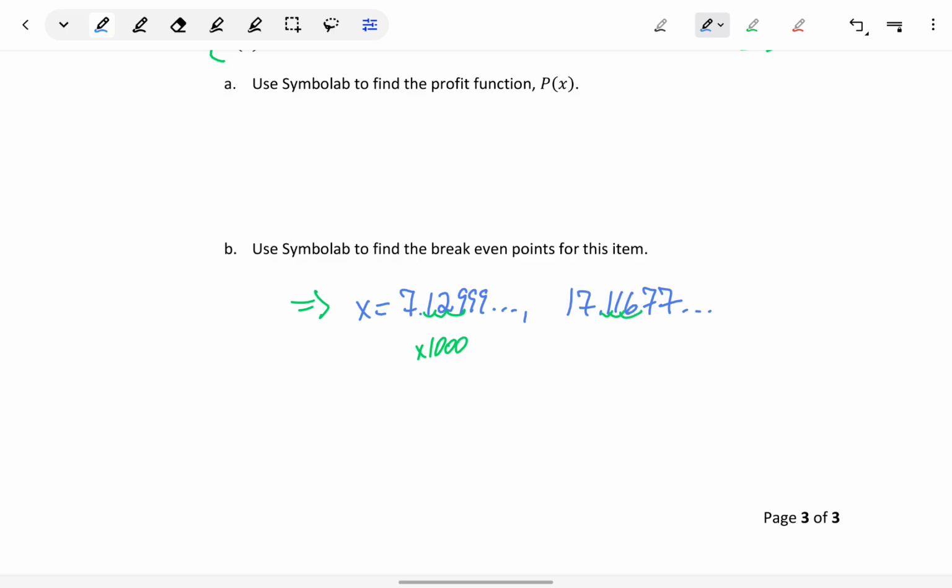And then keeping in mind that what we're talking about is production level, units produced and sold, we need to round naturally to the nearest whole number. That means our break-even points would be at 7,130 units and 17,117 units.